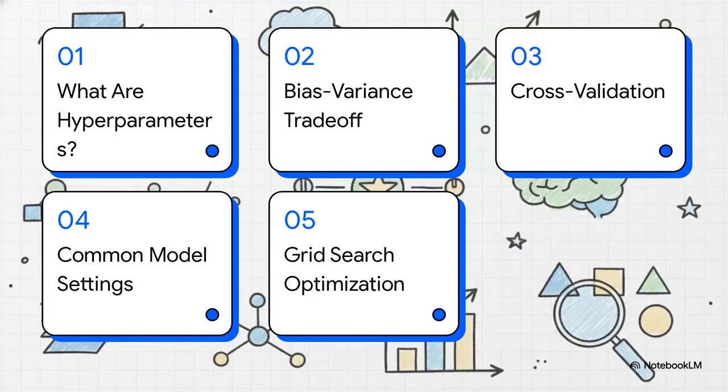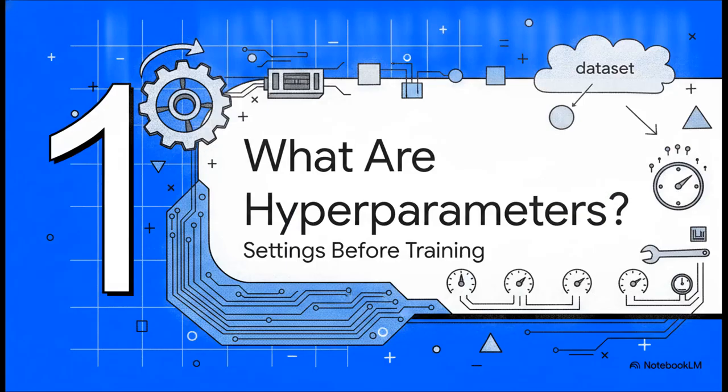Here is our quick roadmap for today. First up, what are hyperparameters? 2, we'll tackle the bias-variance trade-off. 3, testing and cross-validation. 4, we'll look at some common model settings. And finally, number 5, optimizing your model with grid search. All right, let's jump right into section 1.